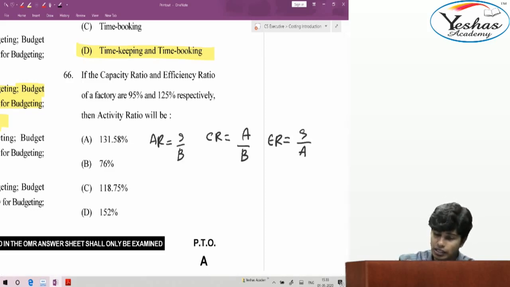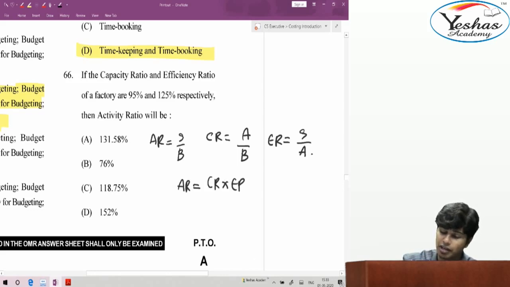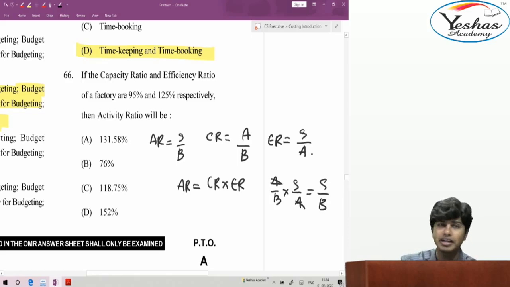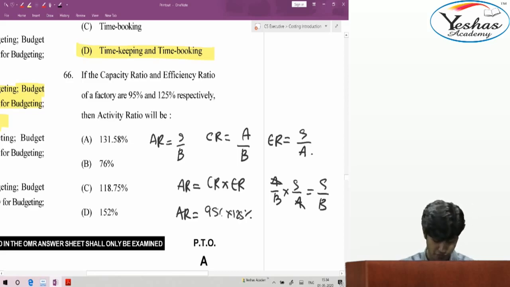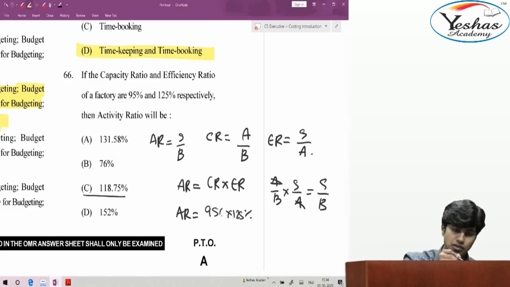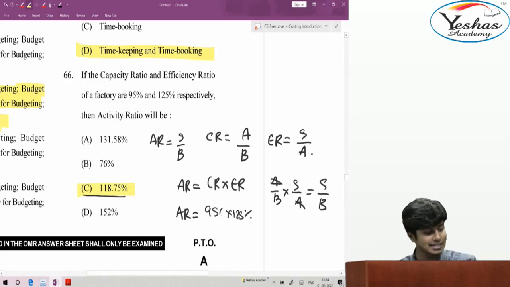If you observe, here in the numerator there is A, here in the denominator there is A. Can I write activity ratio is equal to capacity ratio multiplied by efficiency ratio? How come? If I do this way, it will become A by B multiplied by S by A. A will get cancelled, it will become S by B. And S by B is nothing but activity ratio. So activity ratio is a product of these two. So I'll do 95% multiplied by 125%. If I do 95 multiplied by 125, I'll get 118.75% as my answer. So the answer for this question is option C, the 66th one.